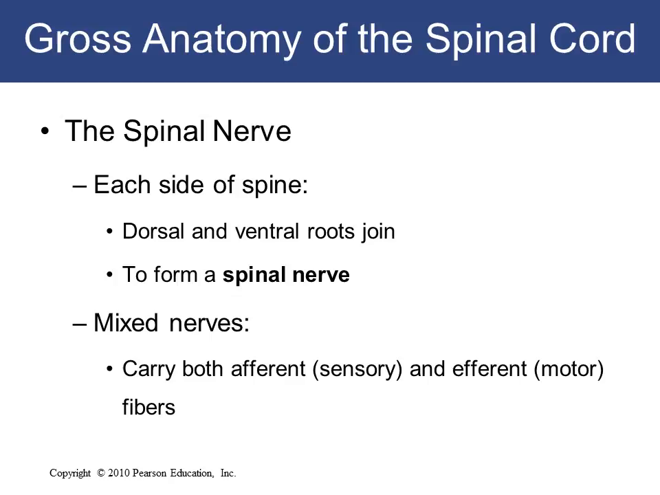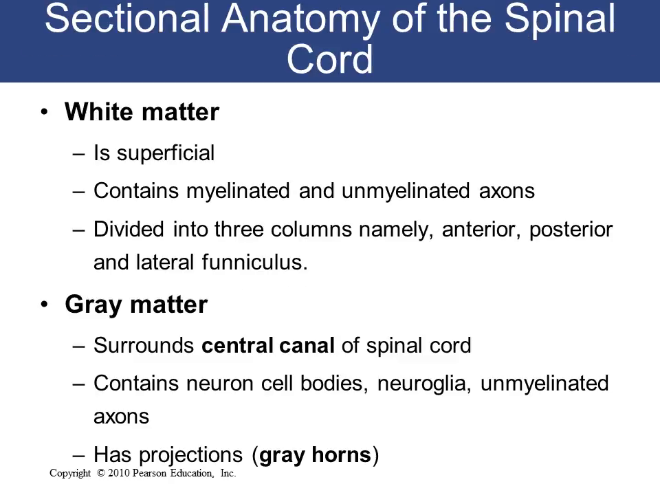All the spinal nerves will be discussed separately as a topic under spinal nerves, so that we will be able to know all the nerves that we have in the spinal cord and how they form their plexuses and which parts they are innervating. The spinal cord also has two matters. The white matter is the superficial one, and it contains the myelinated and unmyelinated axons, and they are divided into three columns, namely the anterior, posterior, and lateral funiculus, which will be shown in the diagram.